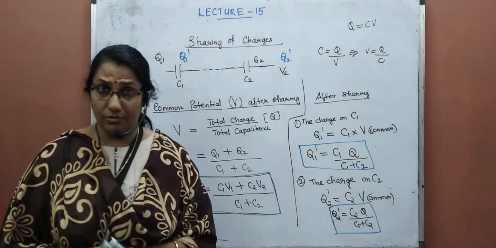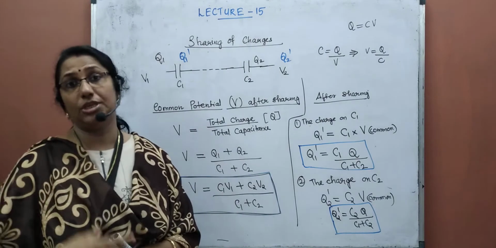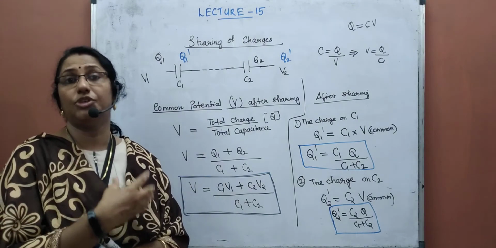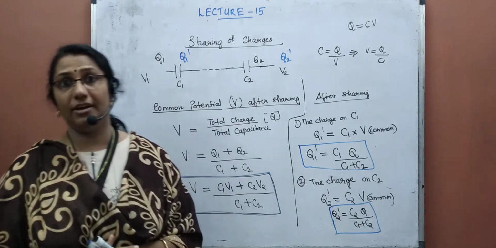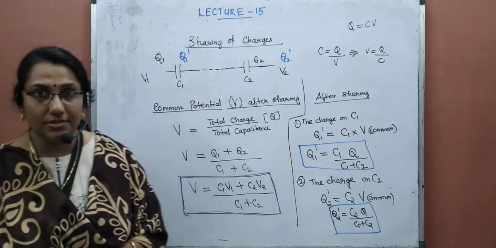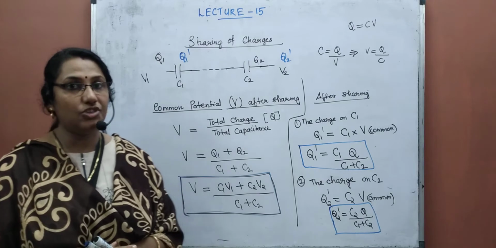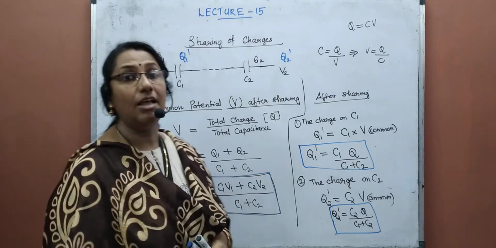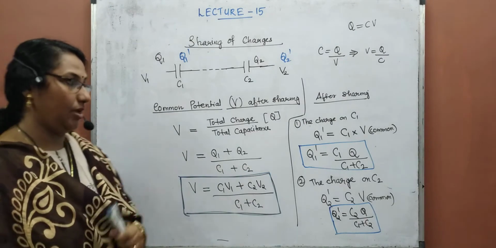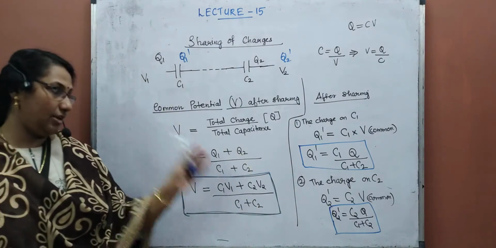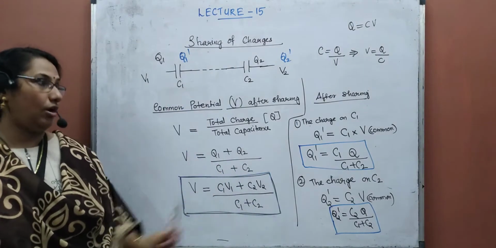Some work has to be done to move charge from one capacitor of higher potential to the other capacitor of lower potential. When work is done, some energy is lost. And what is the lost energy? We have to discuss the loss in energy during this process also. So pause the video, take the notes, clear out all of the topic.